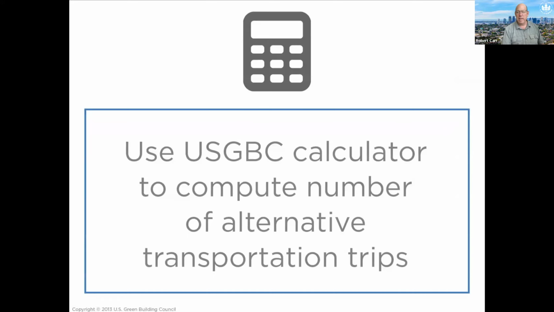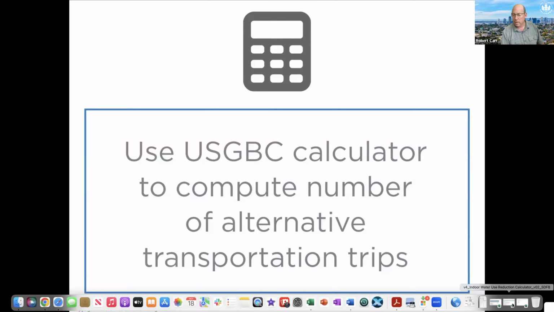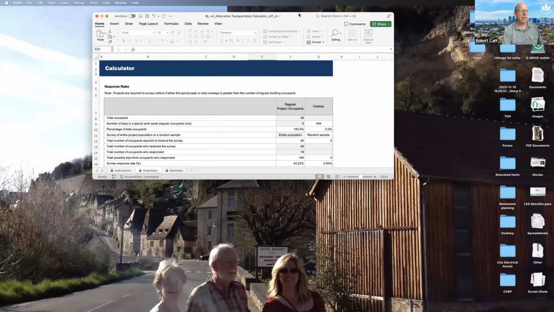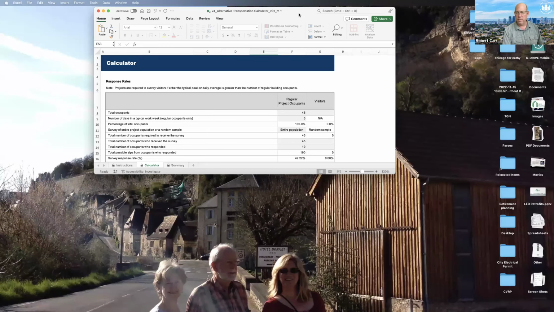You use the USGBC calculator. So I think I brought that in there. Let's see here. Yeah, here we go. Can everyone see this calculator right here? Or did I just boot myself off that? We can see it. Okay, good.